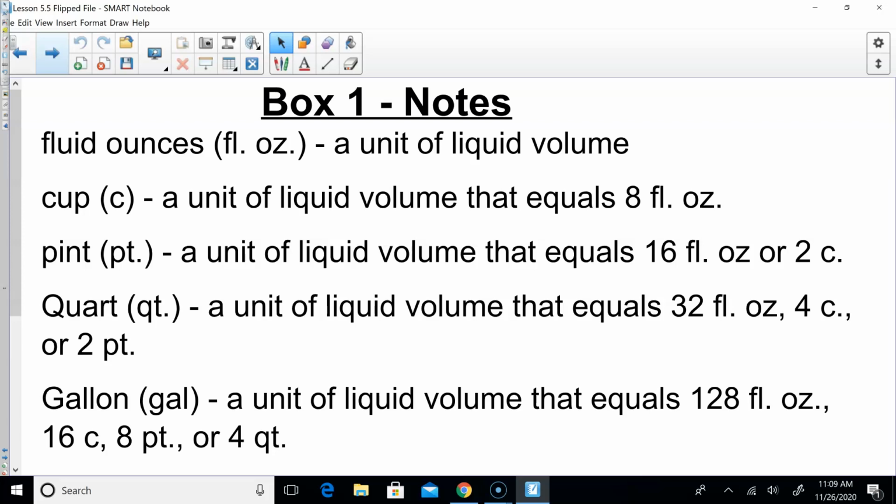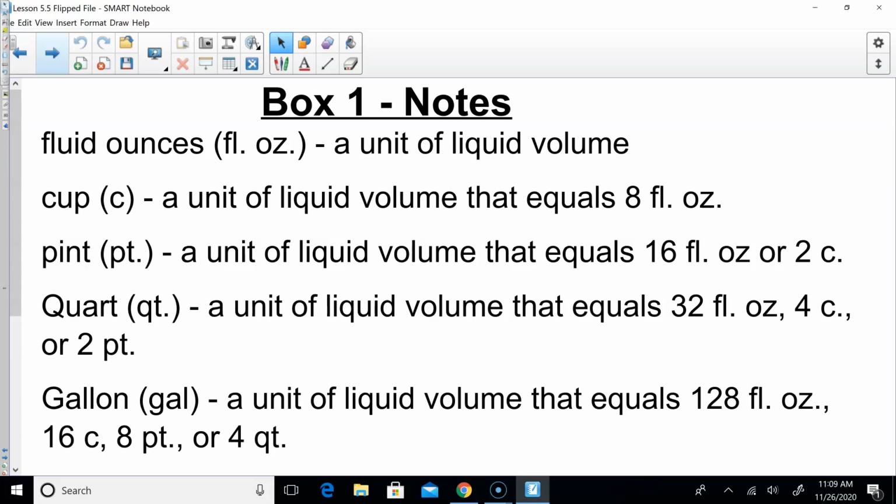A quart's another unit of volume. A quart equals 2 pints. A quart equals 4 cups. Or a quart equals 32 fluid ounces. They're all relationships that a quart and those other units have. And last but not least, the biggest unit that we measure in is a gallon. Think about if you go to the gas station, a gallon of gas. Well, a gallon would be 128 fluid ounces. A gallon could also be 16 cups. A gallon's also 8 pints. Or a gallon's also 4 quarts.